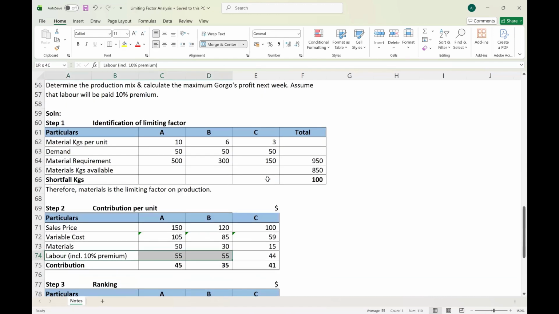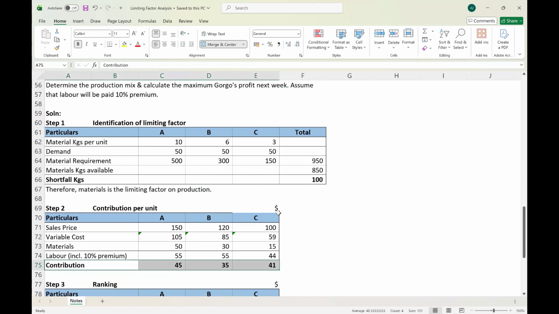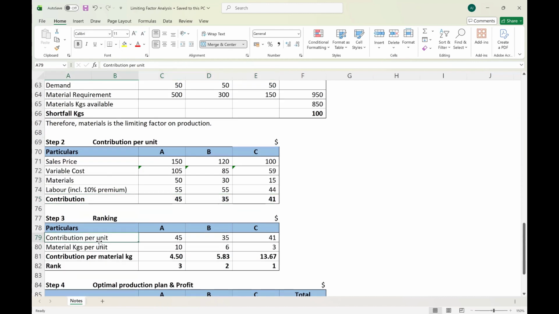So we get the labor cost. Material and labor will total up to be the variable cost. What is contribution? Sales price minus variable cost. So we get the contribution per unit. Now I have the contribution per unit. Correct. So that was step number 2, calculate contribution per unit.